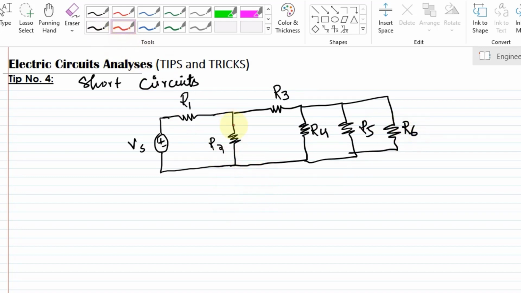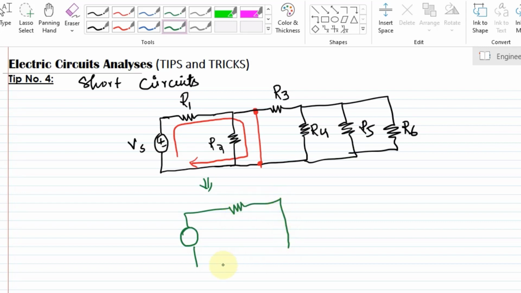So when the circuit is shorted from this end to this end, what will happen? The circuit will just remain like this one. This circuit will just remain here, and what will be the equivalent circuit now? The equivalent circuit will be composed of just one resistor, and that resistor would be this R1.